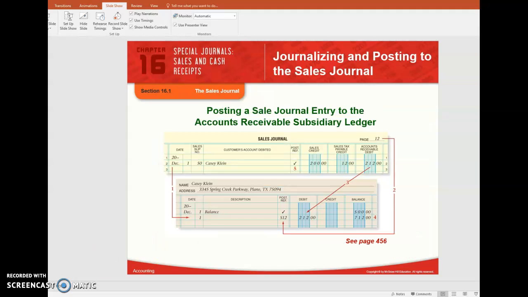Then if you were to go post that, you would go to Casey Klein. We would post this as a debit. She had a $500 balance plus this $212. Again, it's in the subsidiary, so you would add, and now she has $712. So that just kind of gives you a glimpse of how this will work.